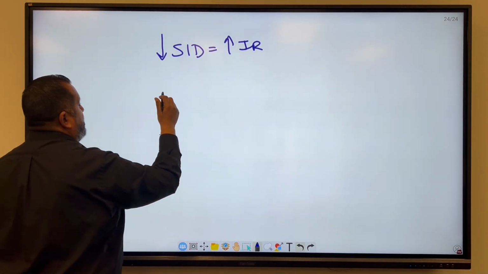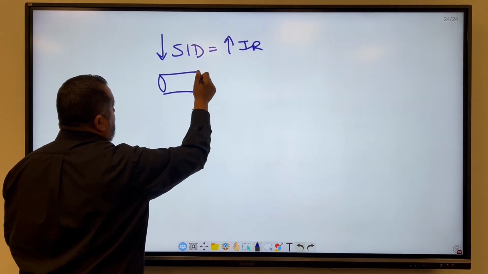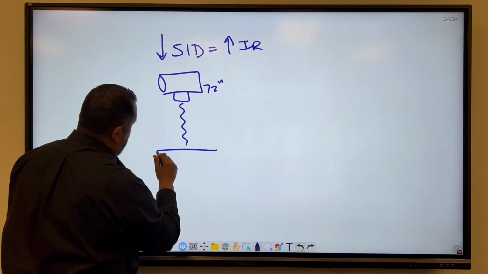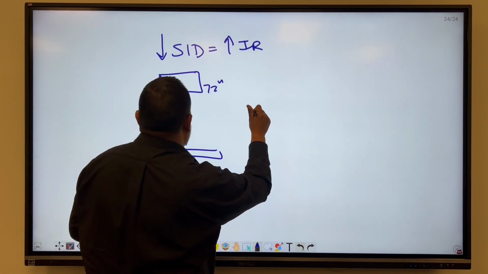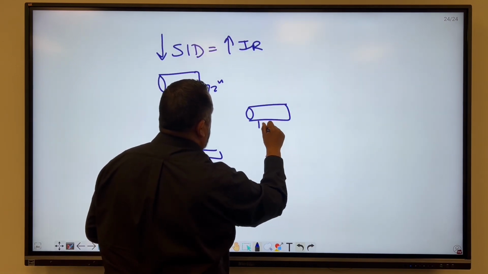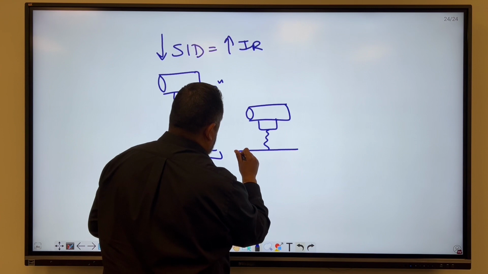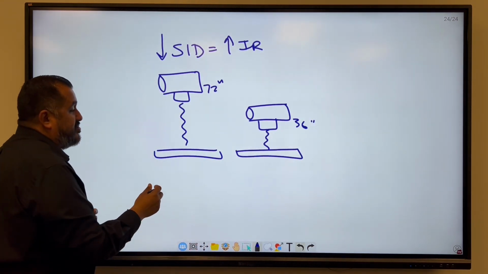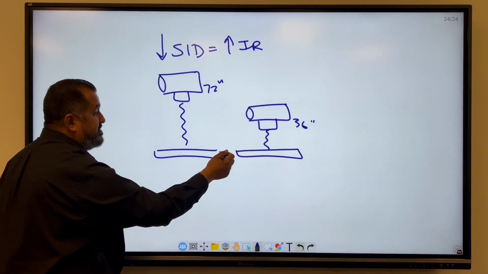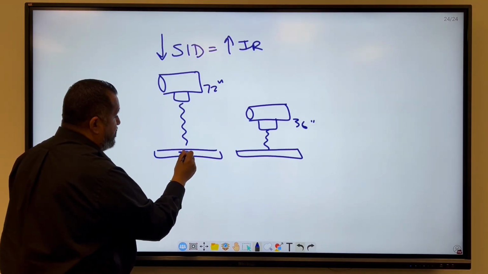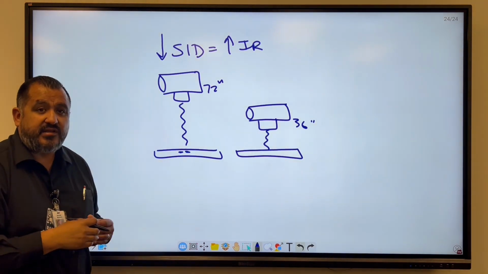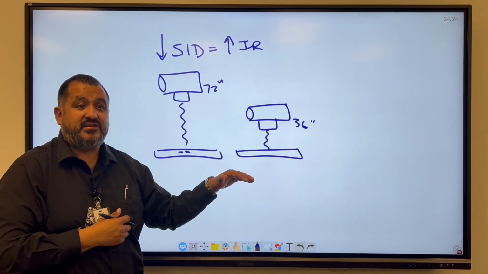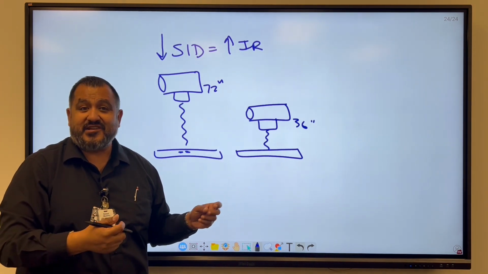So let's draw this out. Let's say we're at 72 inches SID. Here's your X-ray tube. Here's your IR. Now let's say we cut it in half. So let's say we go to 36 inches SID. So now, when you decrease the distance, let's say we have this amount of exposure hitting the detector, hitting the receptor, but when you cut the distance in half, or even if you just decrease the distance, what happens to the intensity of the energy? It's going to go up.